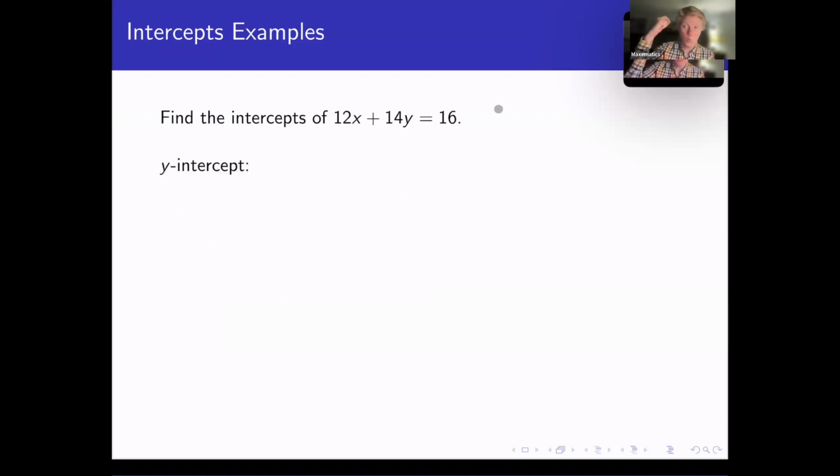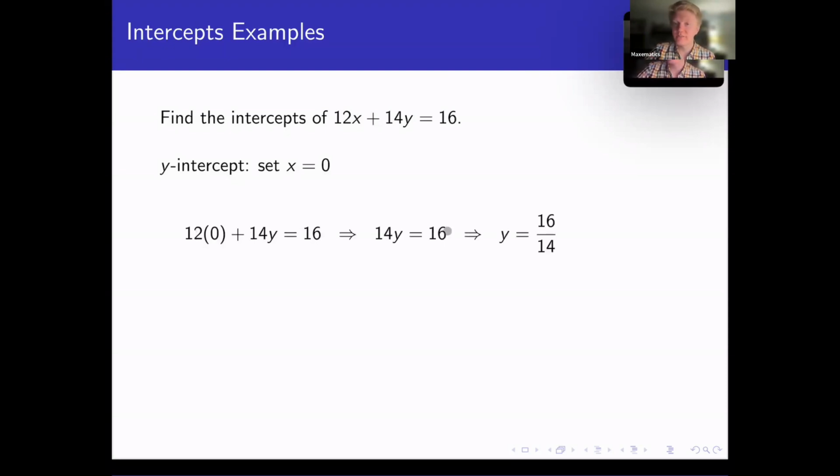If I want the y-intercept, we're going to set x equal to 0. So instead of 12x plus 14y equals 16, this is going to be 12 times 0 plus 14y equals 16. Well, 12 times 0 is just 0. 14y equals 16. We're going to divide both sides by 14. And then 16 over 14 is 8 over 7. So the point (0, 8/7) is the y-intercept.